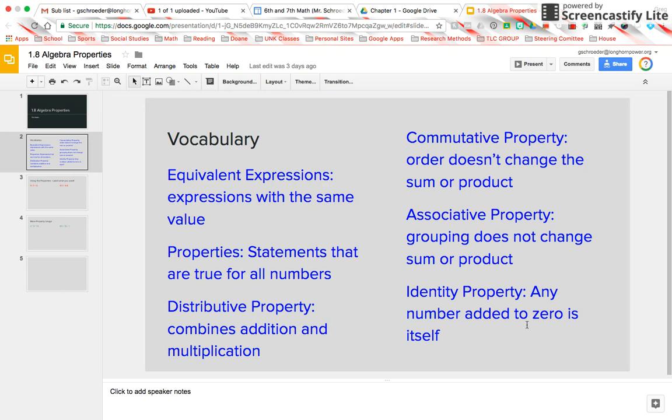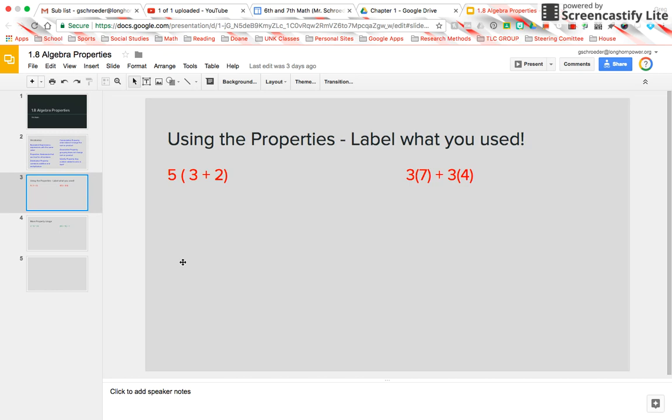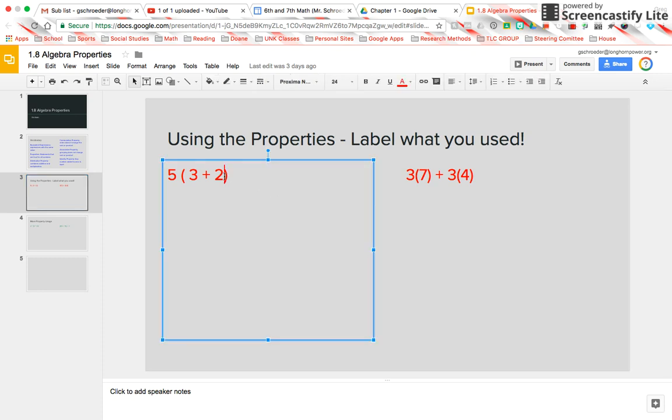And finally, the identity property, and that's any number added to 0 is itself. And that's something that you've worked with knowingly and unknowingly for a long time. So using some of these properties, we want to make sure we're labeling what we use as we go through here so we can prove we know what we're doing.